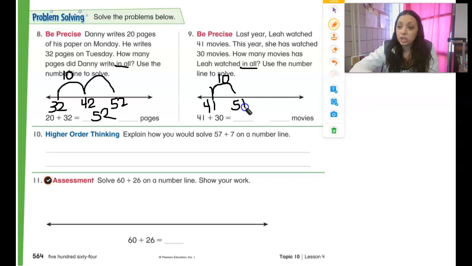51, because I had 4 tens and 1 one. Now I have 5 tens and 1 one. Hop another 10. 61, very good. Hop another 10. 71. All right, so I hopped 3 times because of 3 tens. Let's check that. 10, 20, 30, and I landed at 71. She's watched 71 movies in all. Very good.